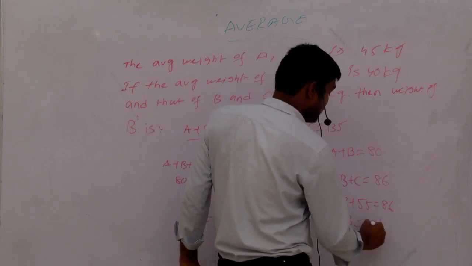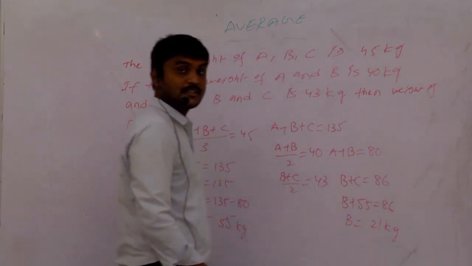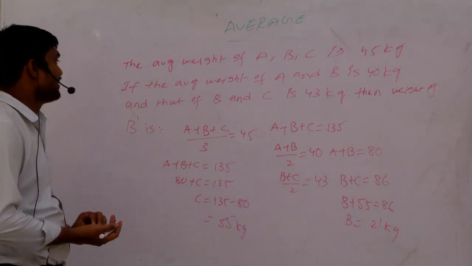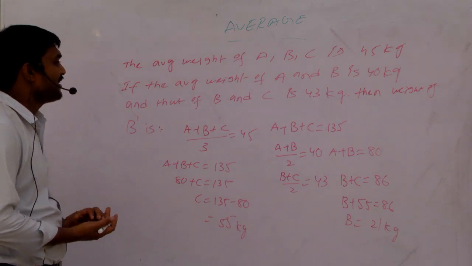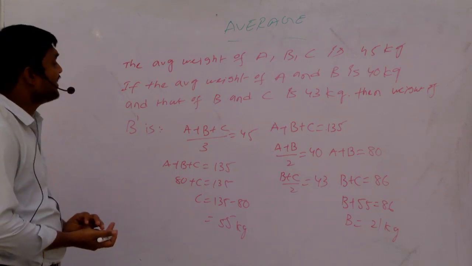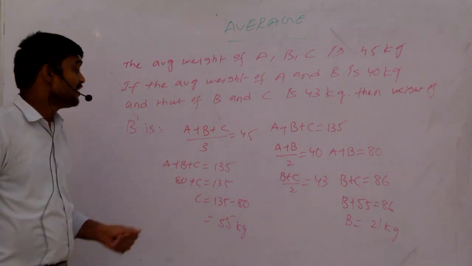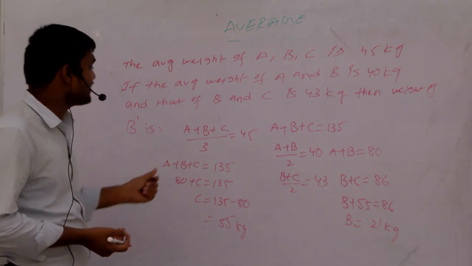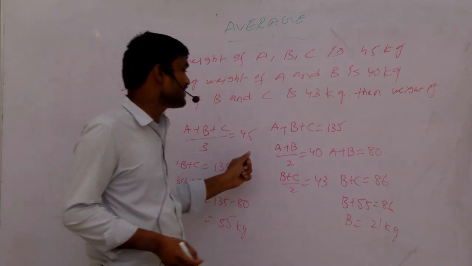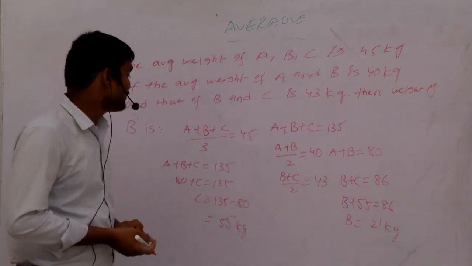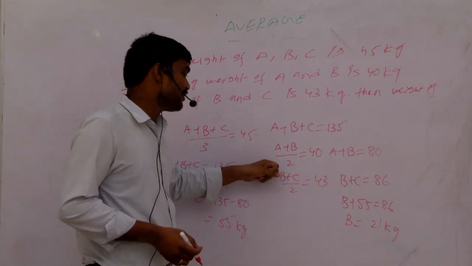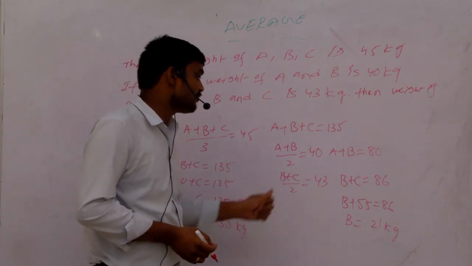If you want B's weight, B plus 55 equal to 86. So B is 31 kg. So once again, the average weight of A, B, C is 45 kg, if the average weight of A and B is 40 kg and that of B and C is 43 kg, then the weight of B is? A plus B plus C by 3 is 45. So A plus B plus C equal to 135. The average of A and B is A plus B by 2, that is 40. So A plus B equal to 80.